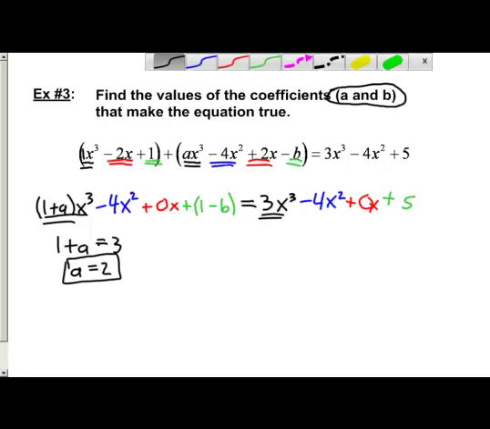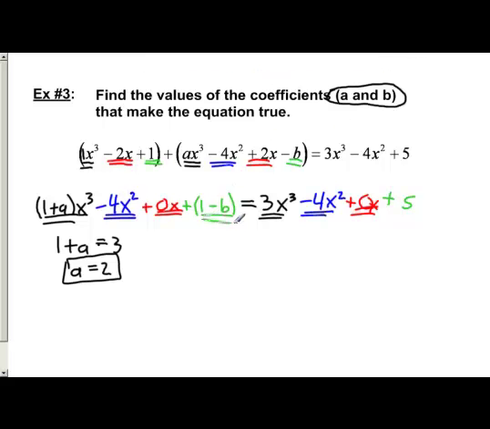Our x squared terms already match up. Negative 4x equals negative 4x. That's good. It should. Our x terms also already match up. 0x equals 0x. And now, in order for this to be true, we need our constant terms to match up as well. So we need 1 minus b to be equal to the other constant, which is 5.